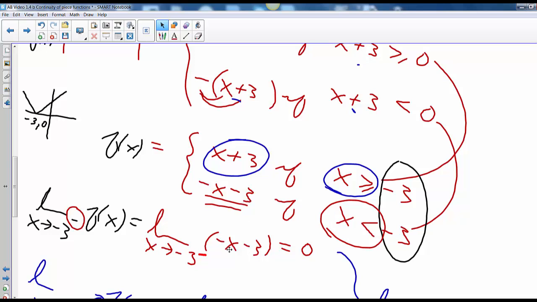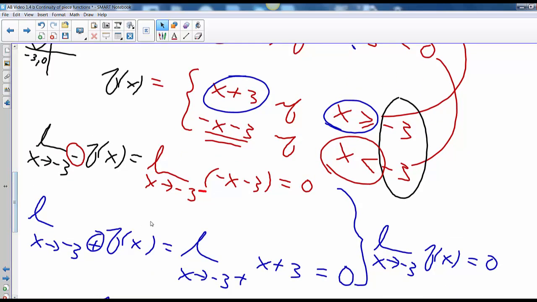You now replace x by negative 3. Negative 3 is 3, minus 3 is 0. The limit as x approaches negative 3 from the right would be the right side of negative 3, which is where x is greater than negative 3, and therefore you'll use the top piece. So you'll have the limit as x approaches negative 3 from the right of x plus 3. Replace x by negative 3, you get 0.